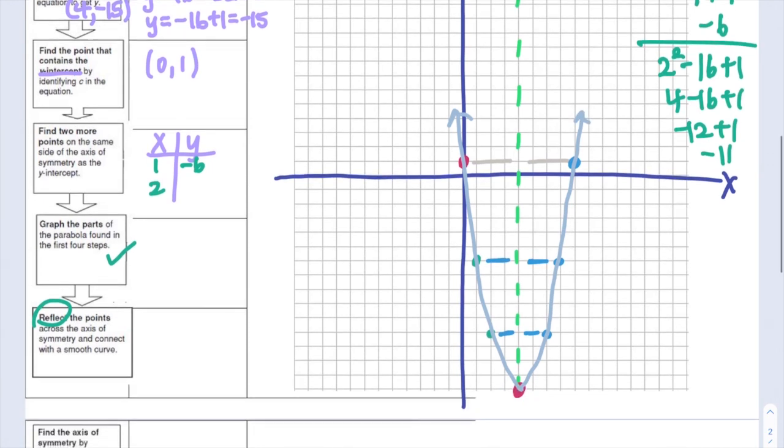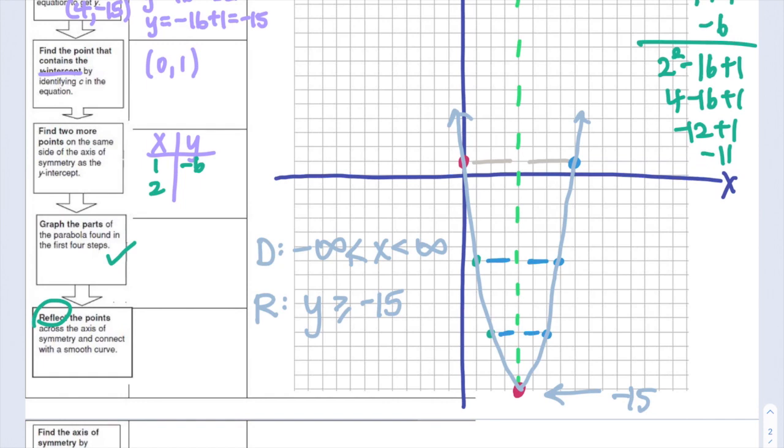Now, the last part is domain and range. I don't have it listed as a step, but it is part of your assignment. So the domain of a quadratic, remember, the domain is negative infinity to positive infinity. The range depends on if it's a maximum point or a minimum point. This graph has a minimum point, and remember, that's at negative 15. So y is greater than or equal to negative 15.